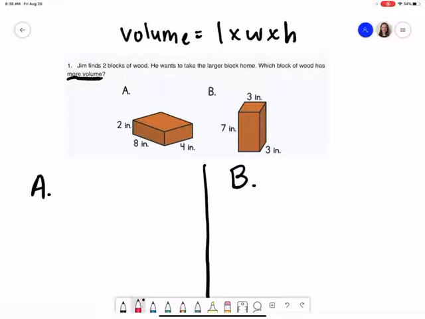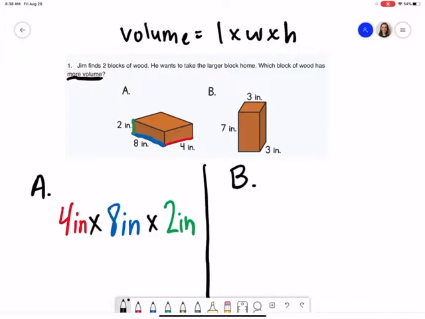We're going to find the length. So 4 inches for the length times the width, which is 8 inches, times the height, which is 2 inches. All right.